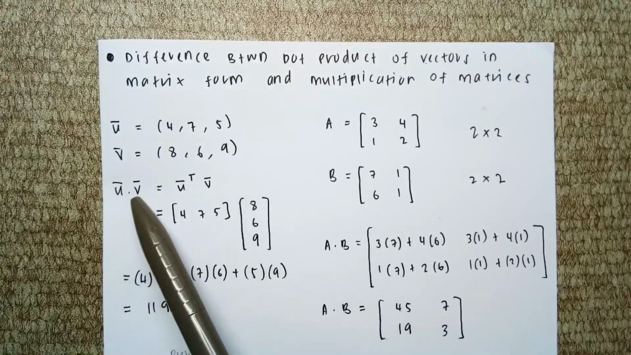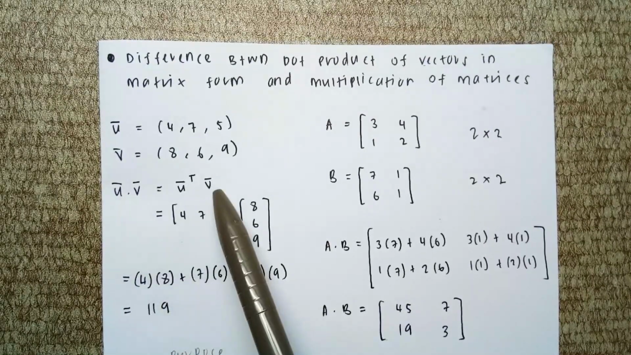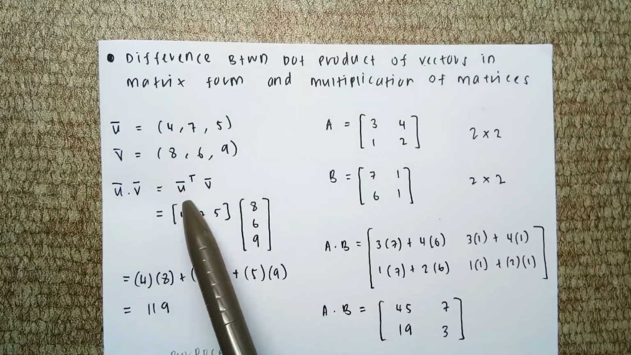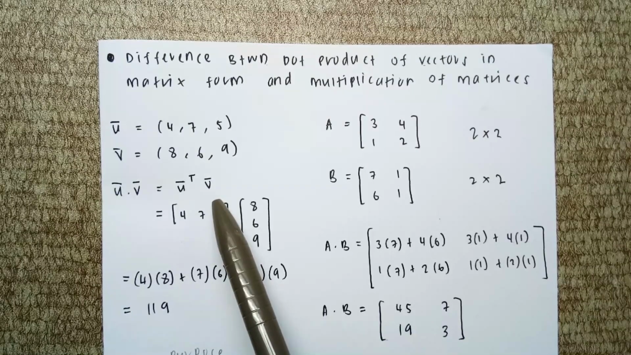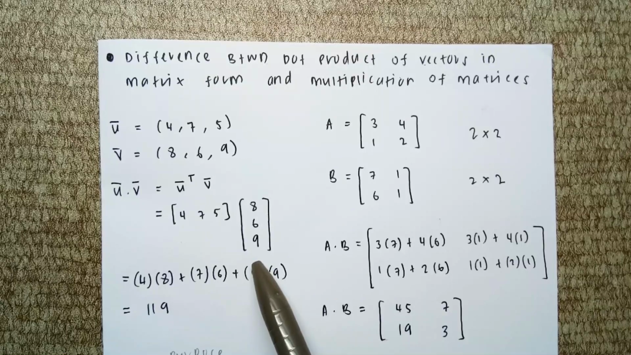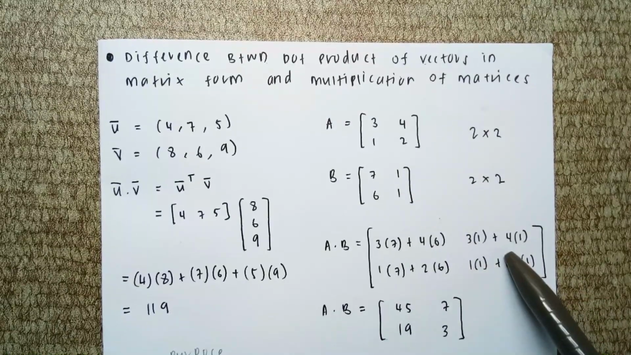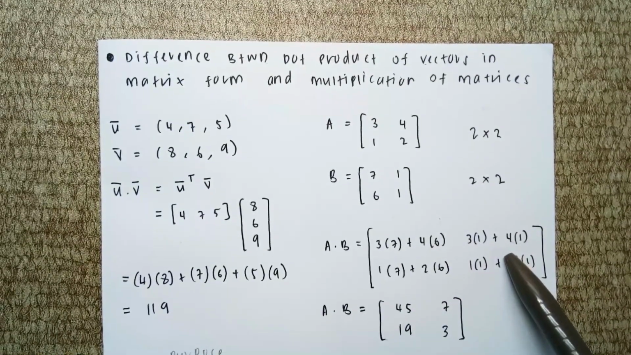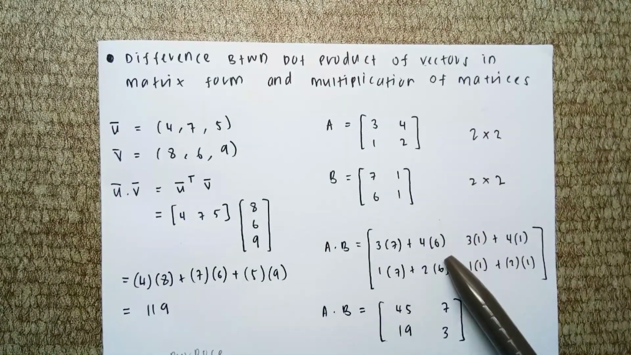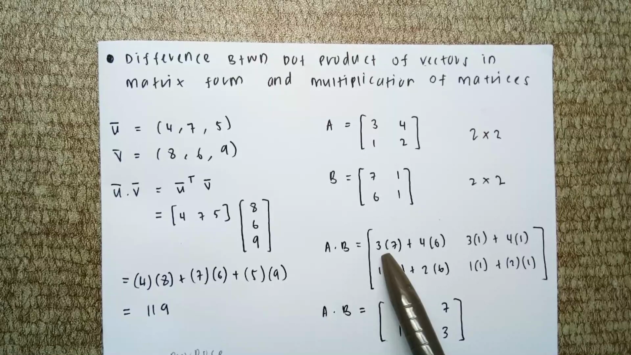The next difference of these two operations is the formula that we use for each operation. To get the dot product of vectors in matrix form, we need to use this formula, which is u bar dot v bar equals u bar transpose v bar. So we have to change it into this kind of form. And based on this operation, we don't need to find any transpose of a matrix. Instead, we just need to multiply each of these entries. So that is the second difference.